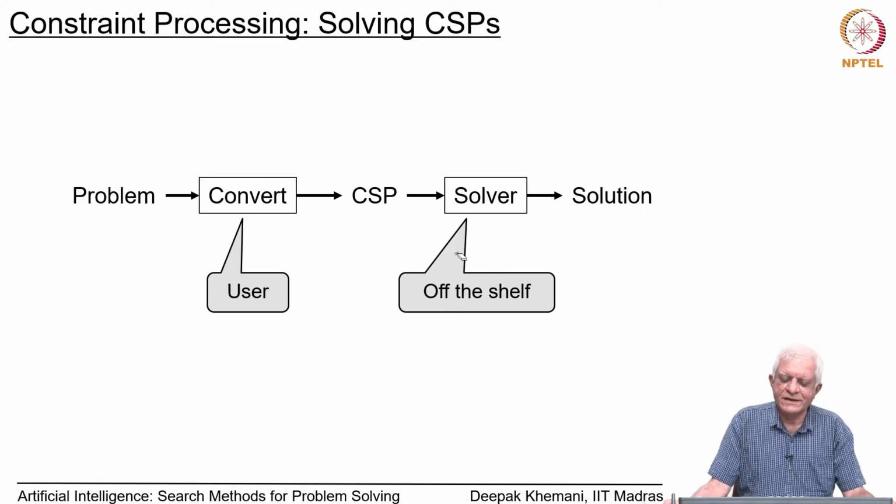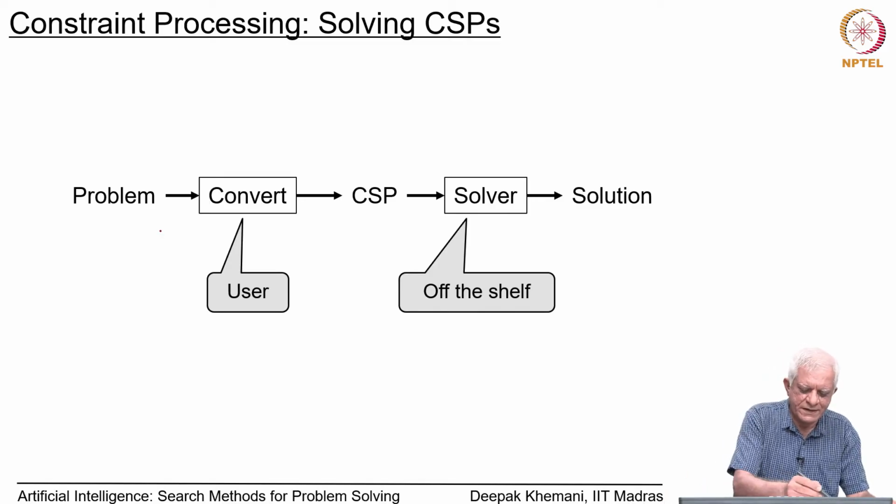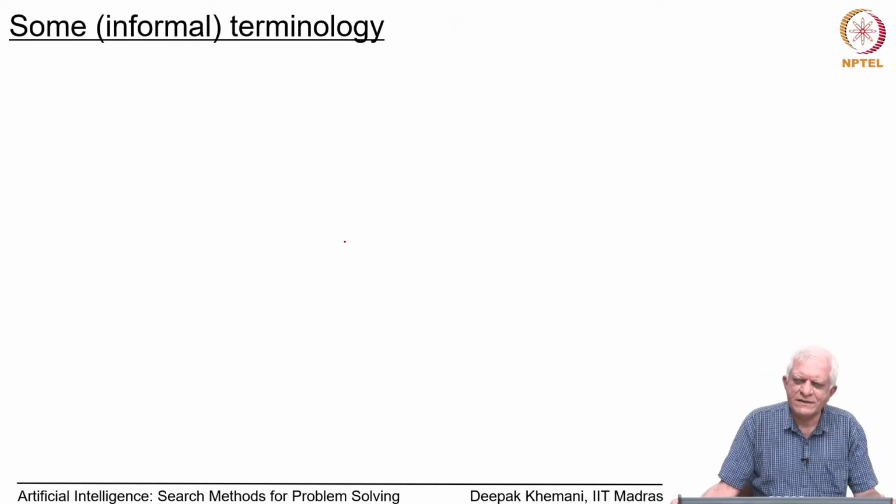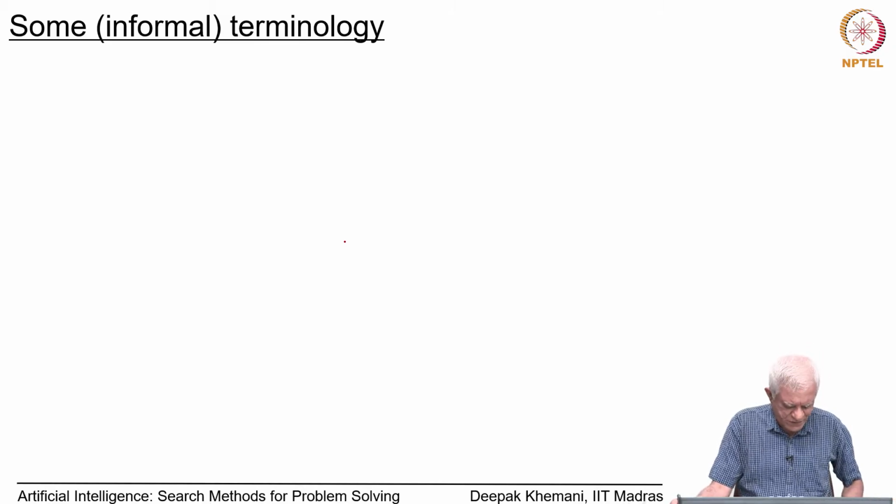As we said at the close of the last session, the idea is that we have a problem to solve and we express it as a CSP, and that is done by a user essentially. And then we take a solver and get a solution. And now we are interested in how to implement such solvers. So, let us begin with some informal terminology which we will use to talk about our algorithms.